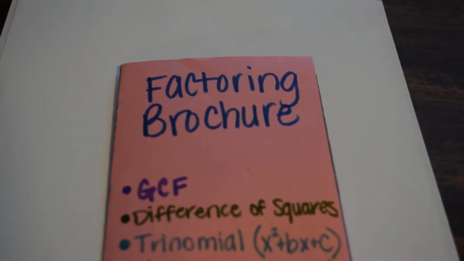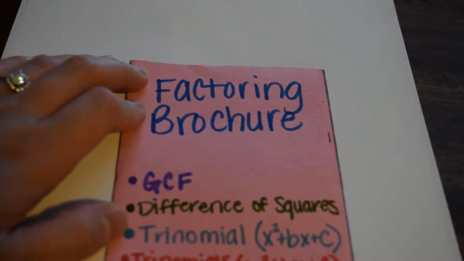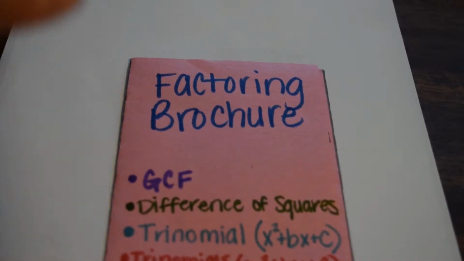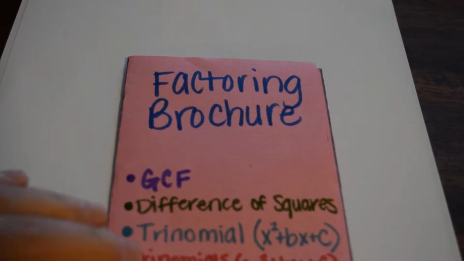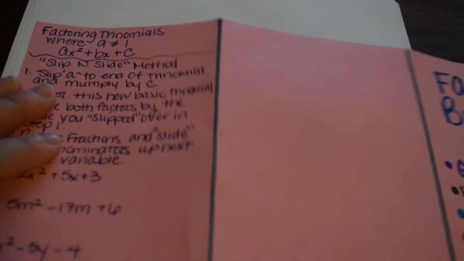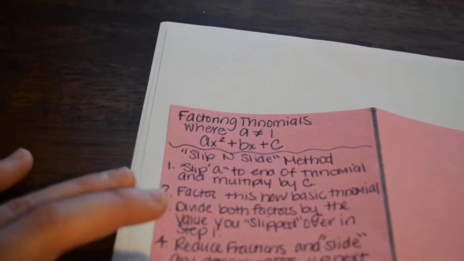Okay, so our fourth video in the factoring brochure is going to be factoring trinomials, where the first coefficient is greater than 1. It's called the slip and slide method. So I'm on the back side of my brochure. If you need to get creative with yours, just make sure that it's somehow on your brochure.